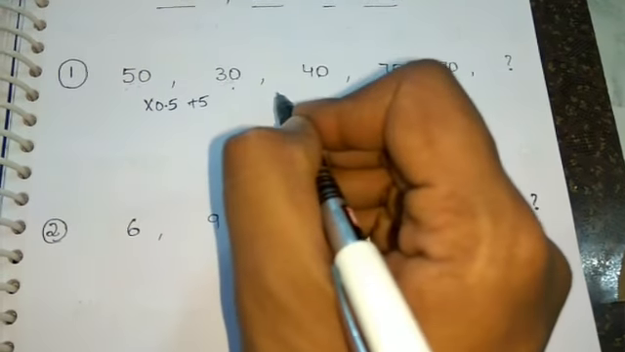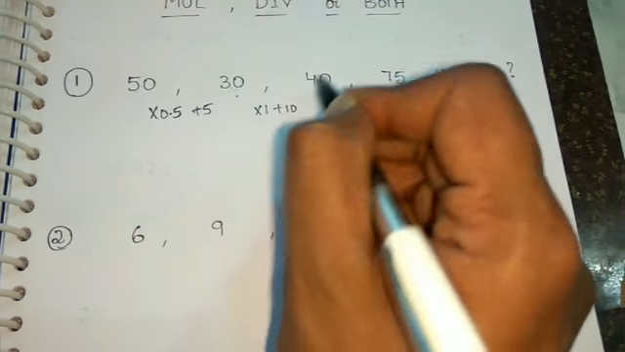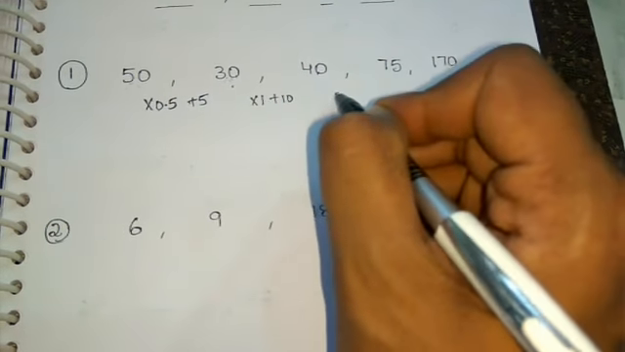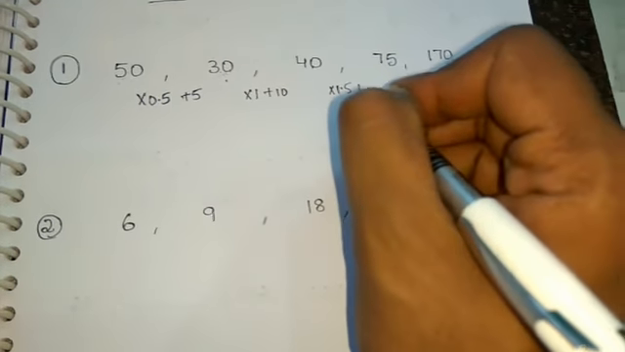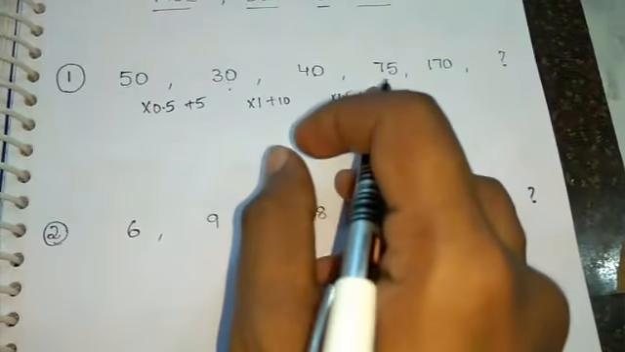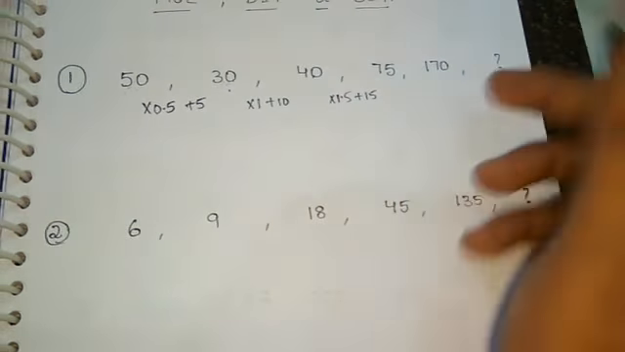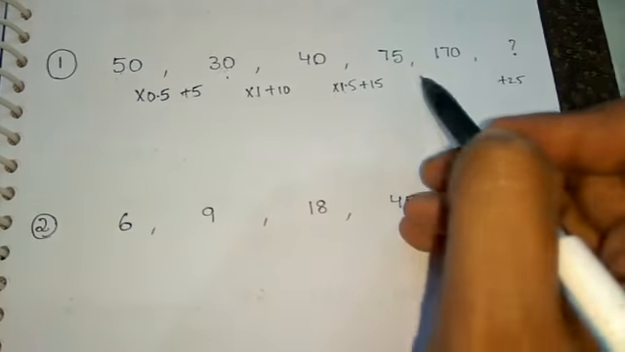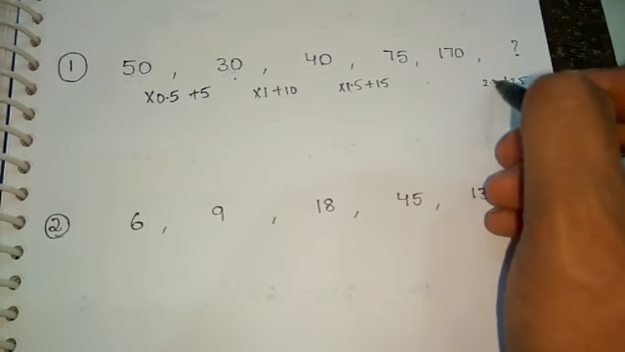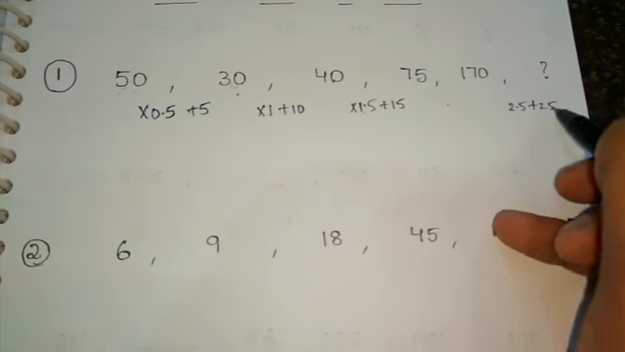Now 30 into 1 is 30, plus 10. Right, 30 into 1 is 30 plus 10. So what is happening here? 0.5, then into 1, next will be into 1.5. So 40 into 1.5 is 60, plus 15. 60 plus 15 is 75. So see here, 5, 10, 15, the next one will be 20 and the next one will be 25. So 0.5, 1, 1.5, 2 and 2.5.